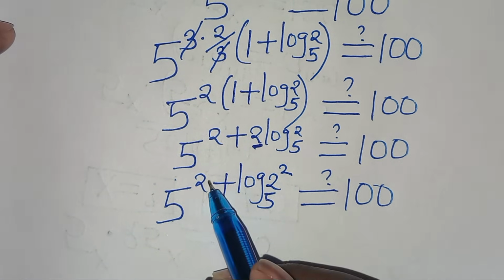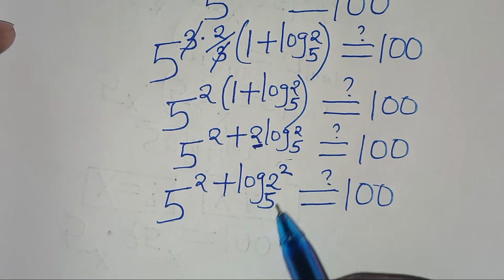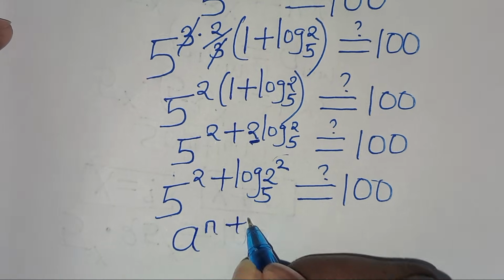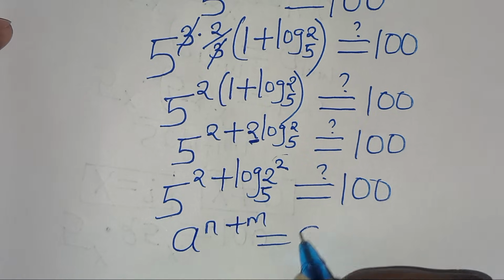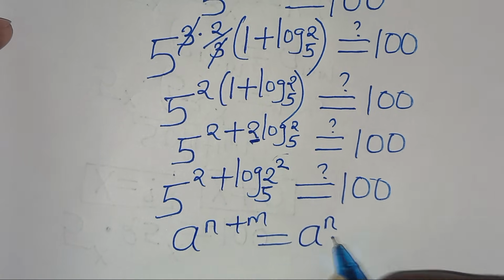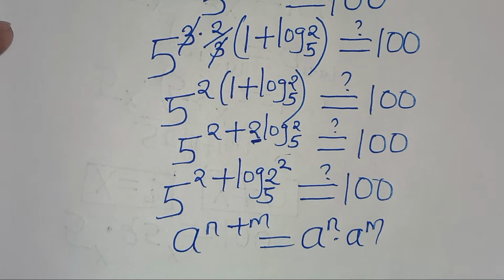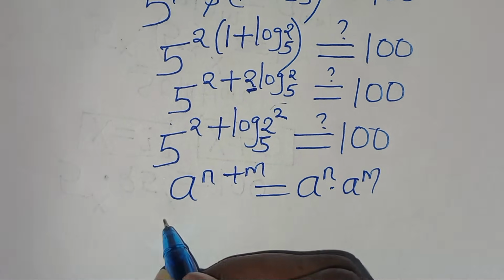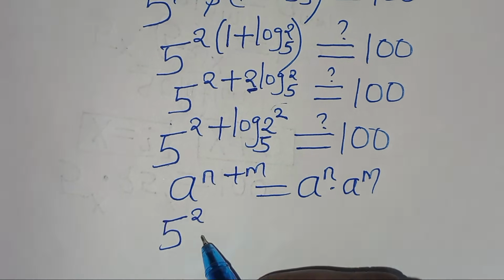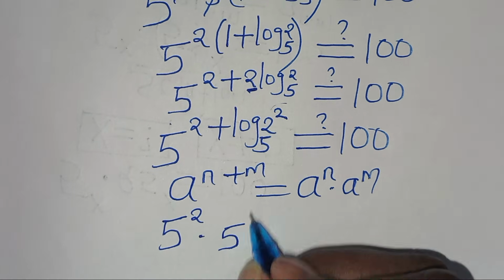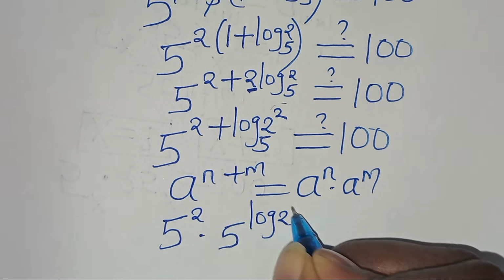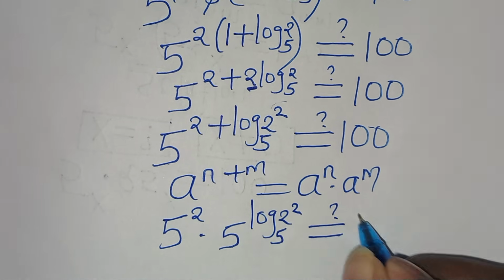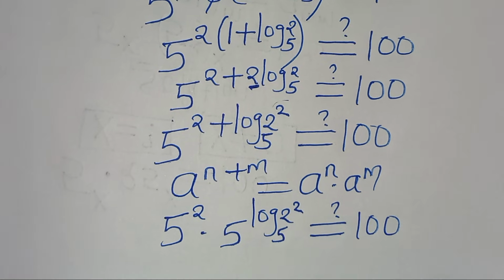Now, 5 to the power of 2 plus log 2 squared to base 5 is in the form of a to the power of n plus m, which we can express as a to the power of n multiplied by a to the power of m. Applying this exponent property, we have 5 to the power of 2 multiplied by 5 to the power of log 2 squared to base 5. This should give us a value of 100.